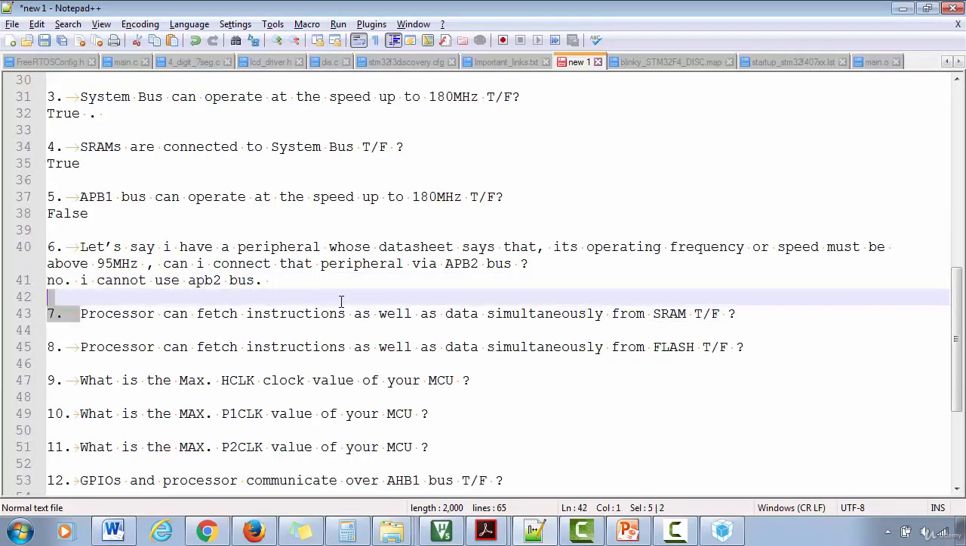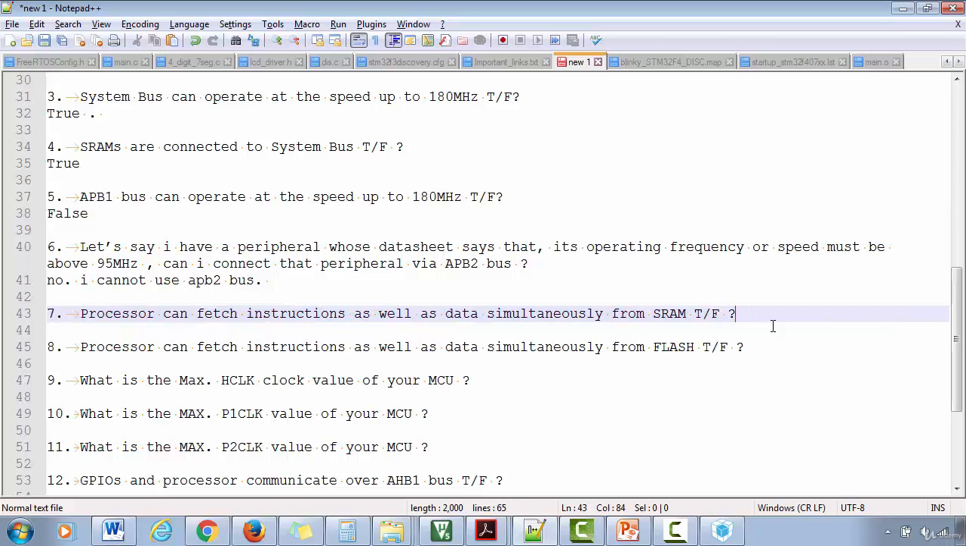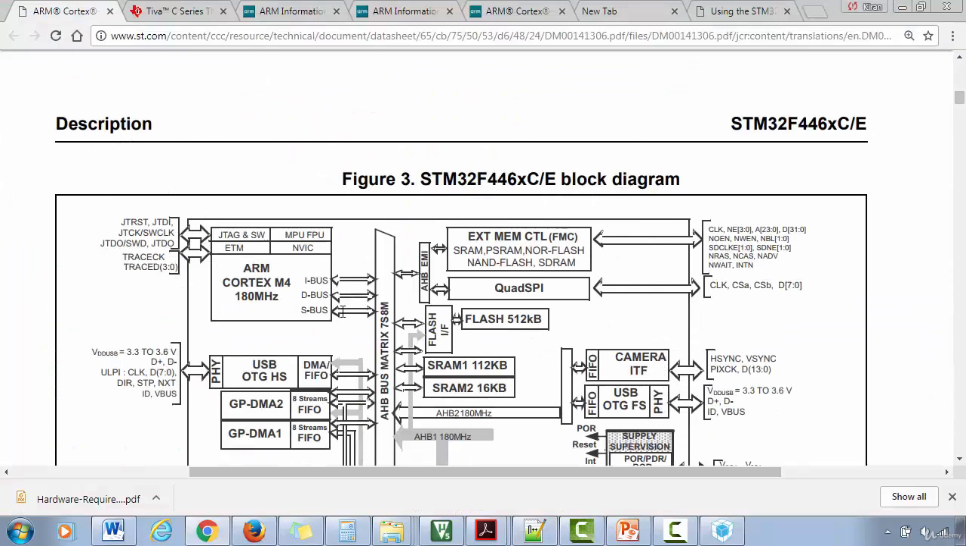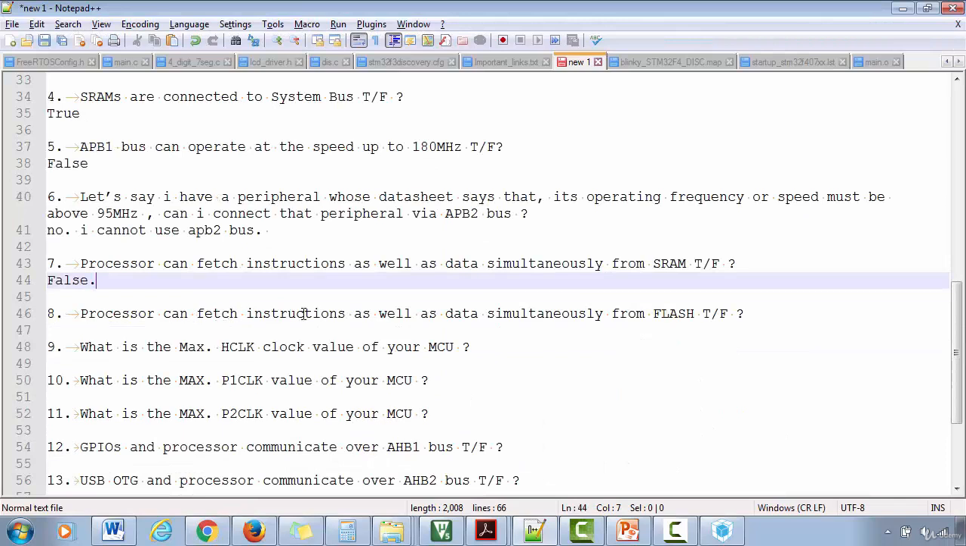The processor can fetch instructions as well as data simultaneously from SRAM. True or false? Just think about this answer. Can the processor fetch instructions and data simultaneously? No, right? It's not possible. This is false, because there is only one bus which connects to SRAM. So it has to first read the instructions, then it has to read the data. Simultaneously, it cannot read them. So that's not possible. The processor can fetch instructions as well as data simultaneously from flash. True or false?